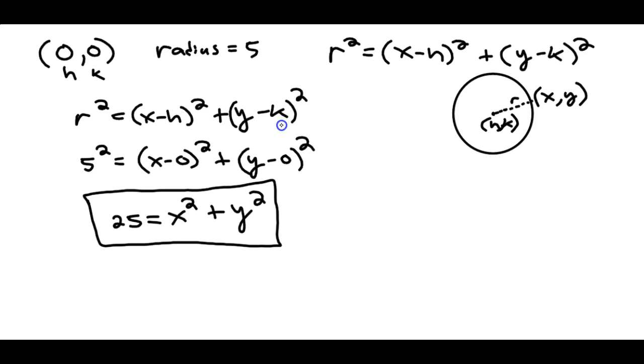Now sometimes they don't give you the center. Sometimes they want you to find the center. Sometimes they don't give you the radius. Sometimes they don't give you either one. But the main thing is you've got to know the center and you've got to know the radius, and then it's just a matter of substitution. Let's look at another one.